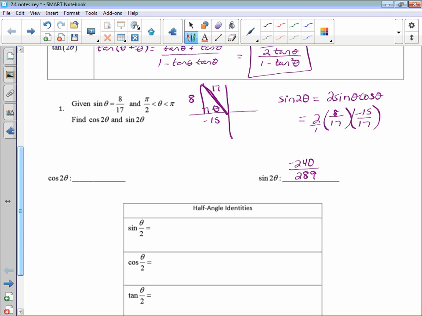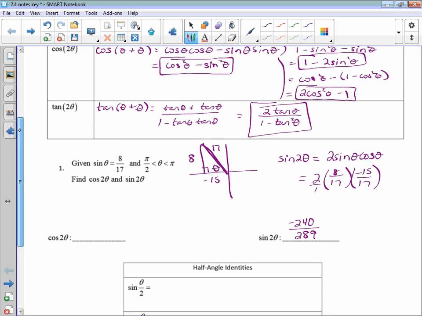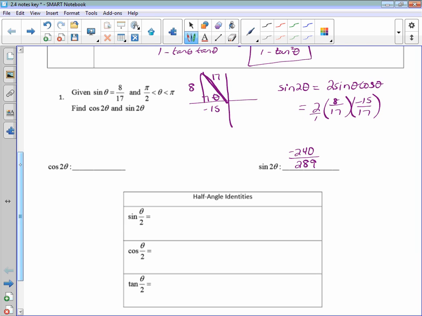Okay. Cosine of 2 theta, you can pick whichever formula you want. I do not care. So which one do you guys want to use? I heard first one, so let's do that. Cosine squared. It doesn't matter, but we have to pick one. So if you want to do a different one, you do a different one and see if we get the same answer, okay? I'm doing cosine squared minus sine squared. So for me, that's negative 15 over 17 squared minus 8 over 17 squared.